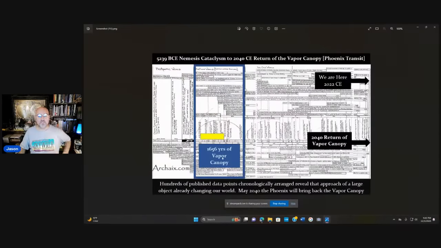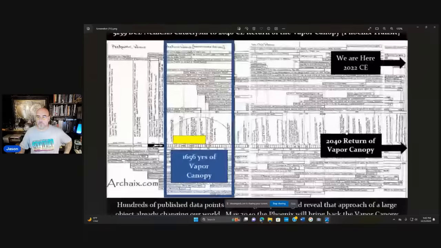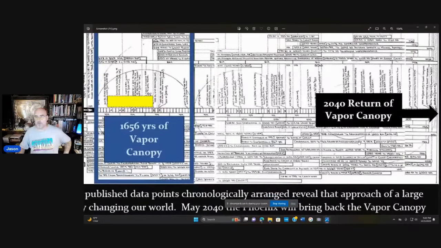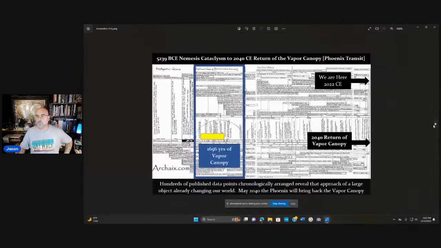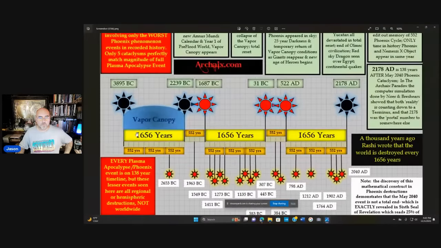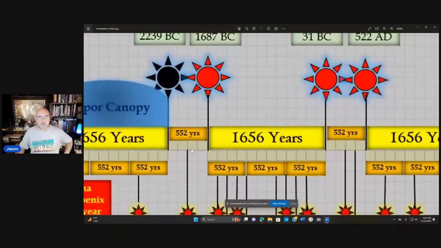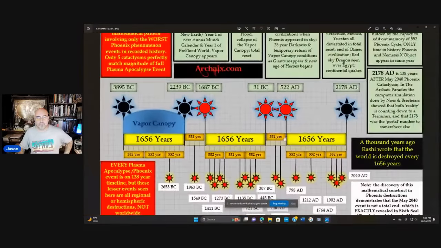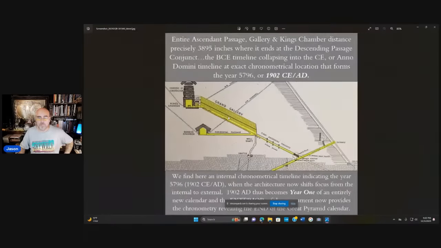Here's the 1656 years vapor canopy pre-flood world on our timeline. Here it is. We're way over here. You see the black arrows over here, the 2040 return of the vapor canopies way back here. Again, here's the 1656 years. Look, 1656 years, vapor canopy. Here's a 552-year Phoenix cycle. 1656 years. There's a lot to unpack also in this chart here. I got these charts everywhere.